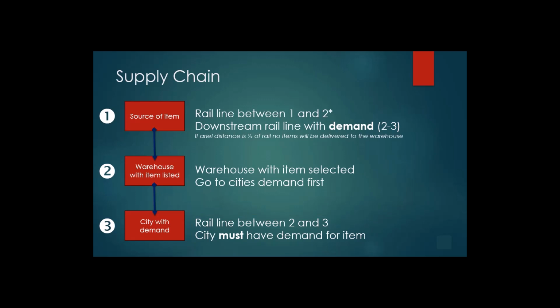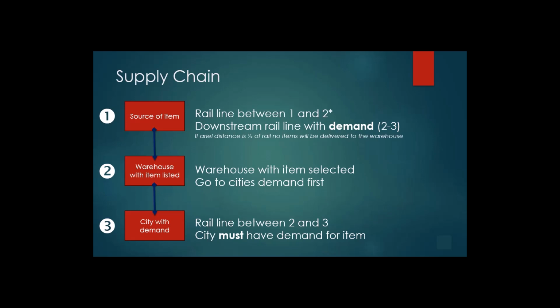If we have that, then when we create a rail line between nodes 1 and 2, we will see the item being distributed into the warehouse. We then would also be able to look at the warehouse to see where the item is going. So it is extremely important to remember that for merchandise to be moved from the source to the warehouse, we need to have a mechanism for the merchandise to be moved from the warehouse to the city, and the city must have demand.